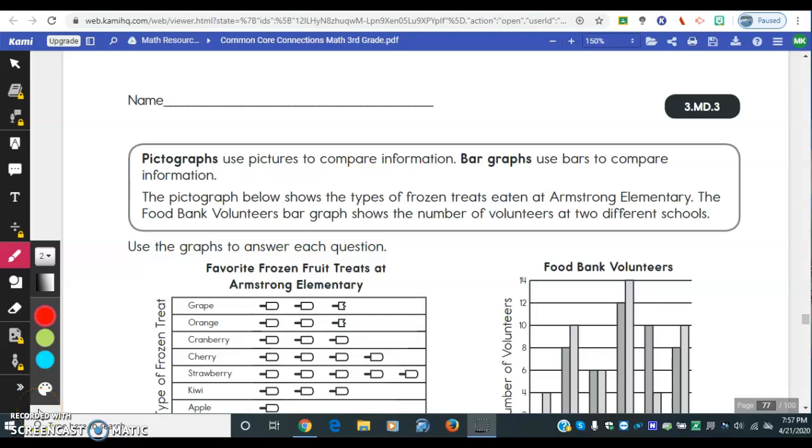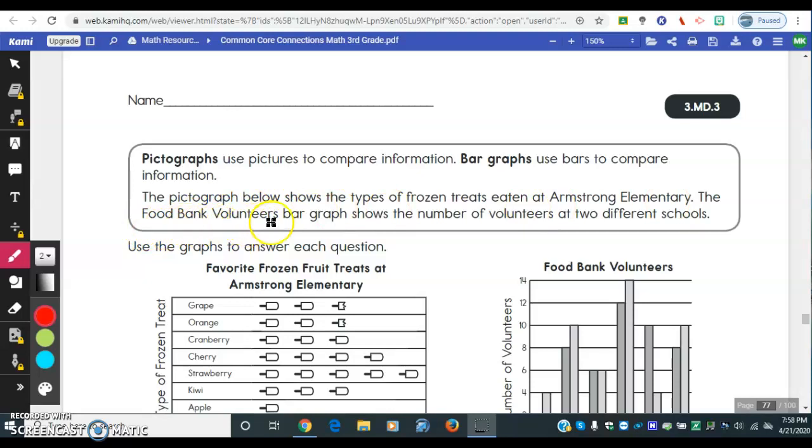Hi everybody, we're on packet 2, day 7, or week 2, number 2, day 2, and we're on the second math page, all about pictographs. Just as a review, pictographs use pictures to compare information, whereas bar graphs use bars to compare information. The pictograph below shows the types of frozen treats eaten at Armstrong Elementary.